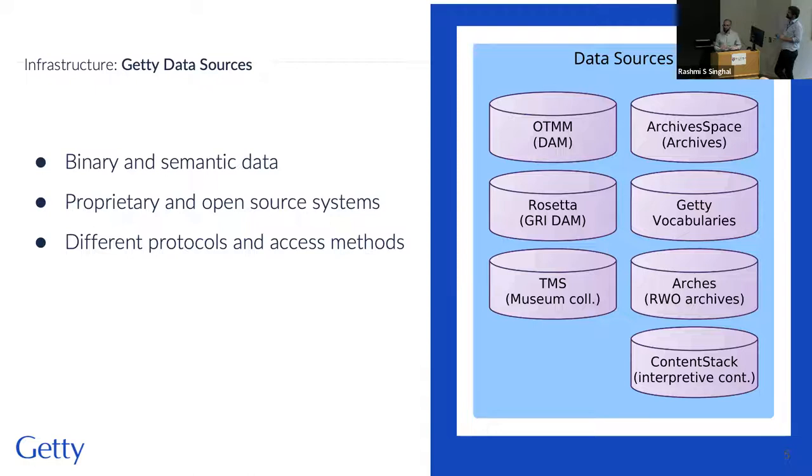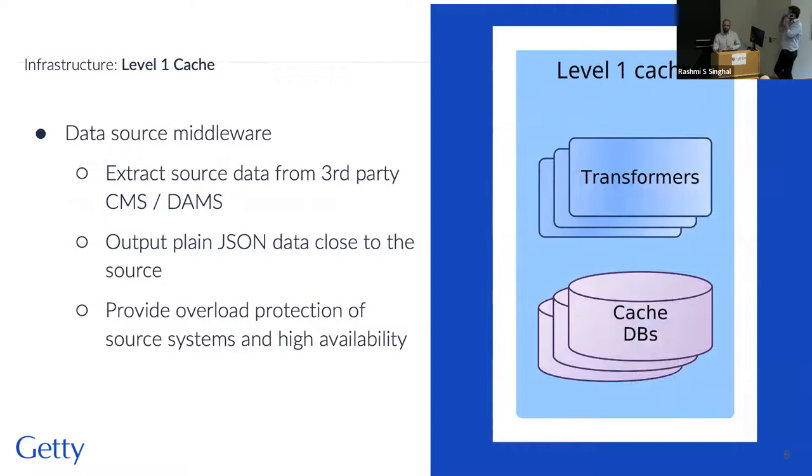So we had to build a layer that protects the systems from going down and having our content managers sit on their hands for half a day until we take them back up. This is what we call the level one cache. It's a set of transformer code. We are a Python shop. And by the way, disclaimer, I can claim only a very small part of this architecture. I'm part of a team that does the IIIF and linked open data software architecture.